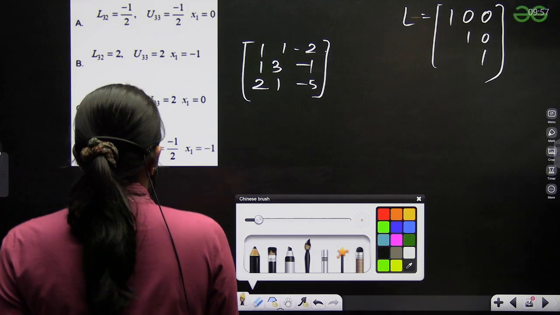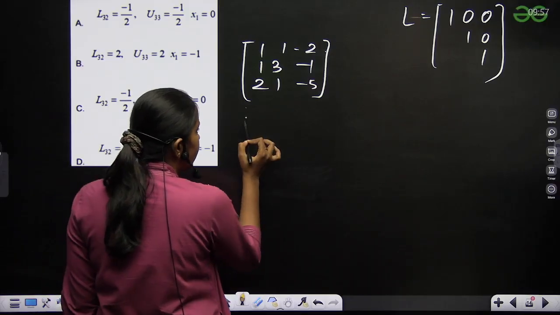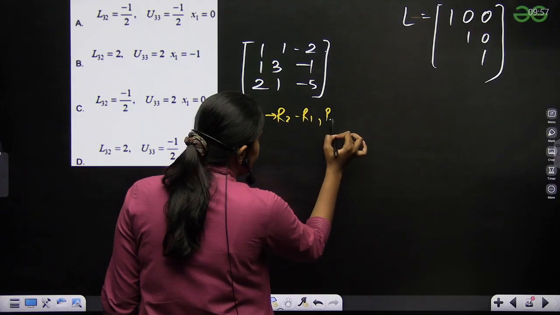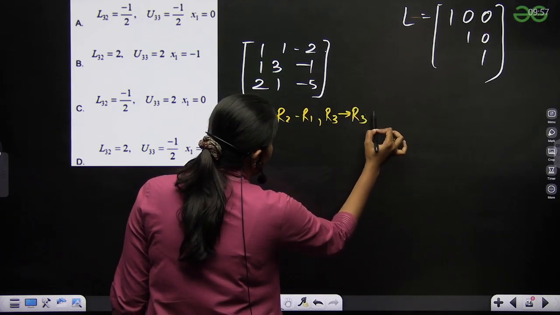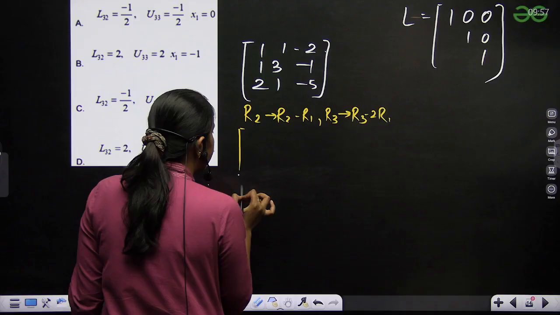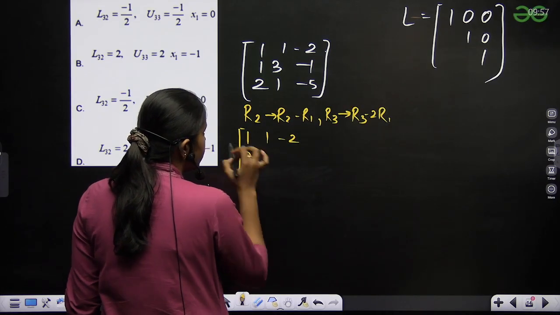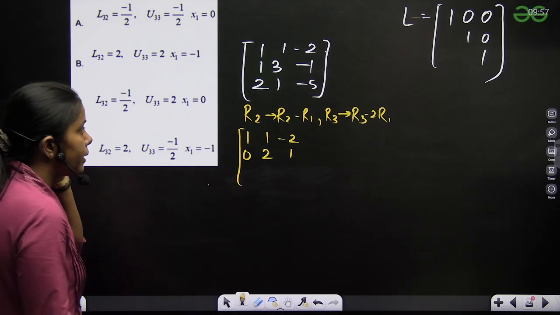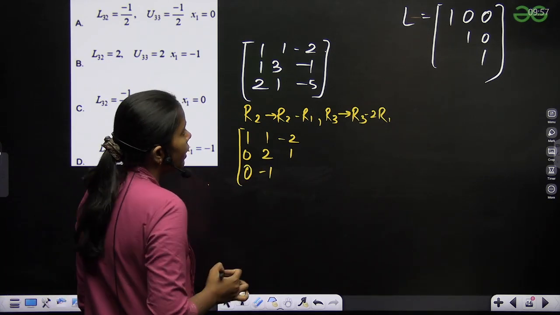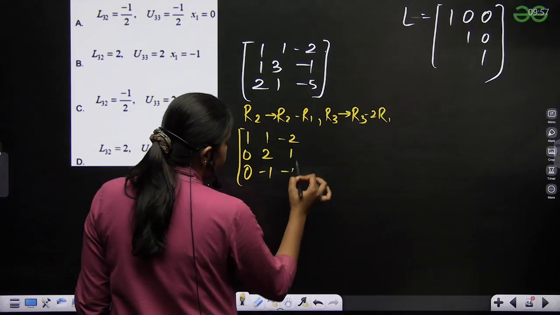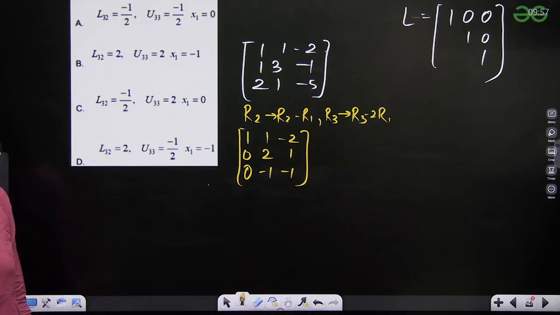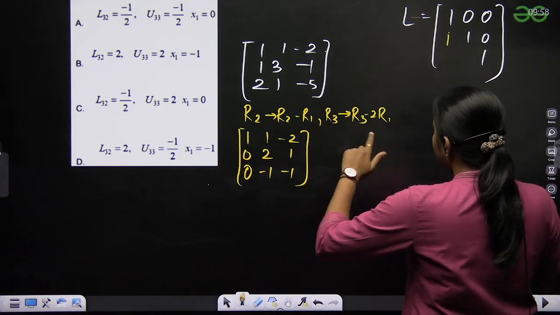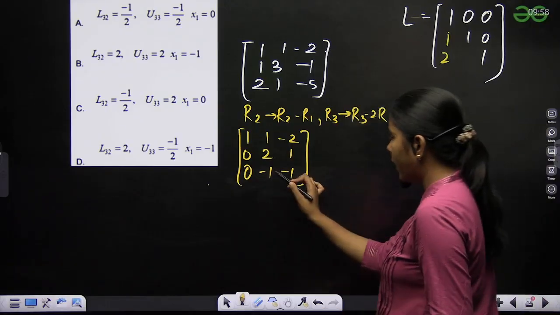Now let's solve it further. What would I do? R2 tends to R2 minus R1 and R3 tends to R3 minus 2R1. What would I get? I'll get 1, 1, minus 2; 0, 3 minus 1 is 2, minus 1 plus 2 is 1; 2 minus 2 is 0, 1 minus 2 is minus 1, and minus 5 minus 4 would be minus 9. Just check the calculation, you guys as well. Now I have to make this entry 0.